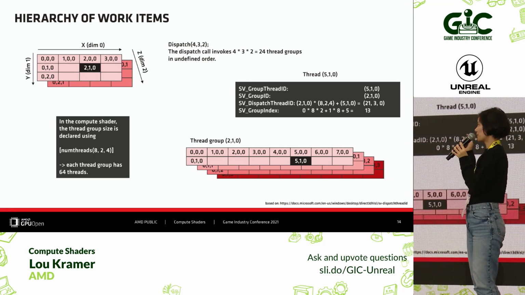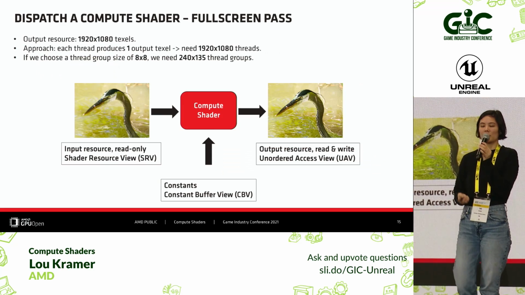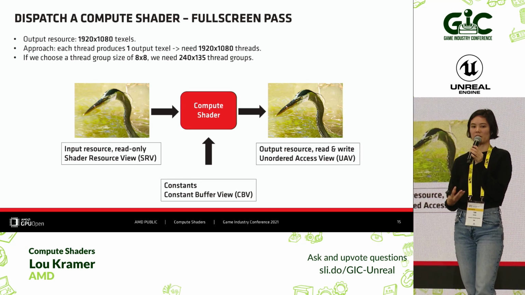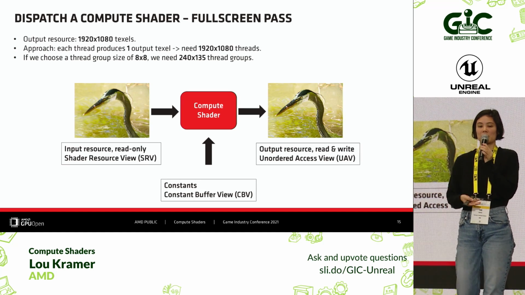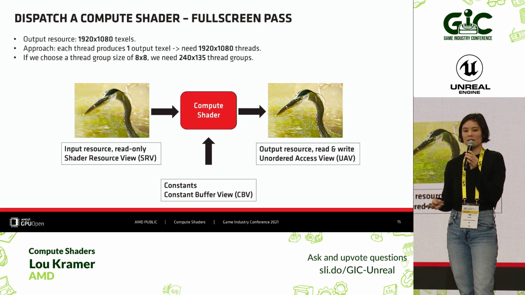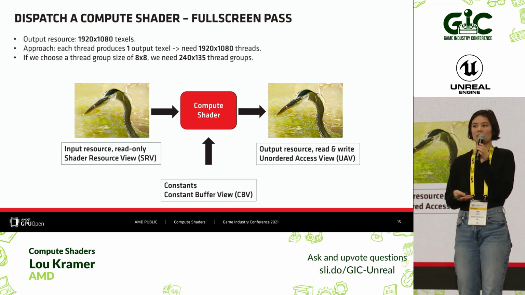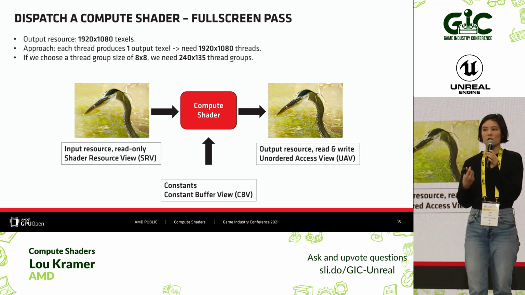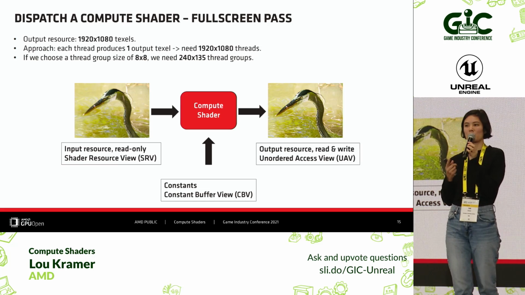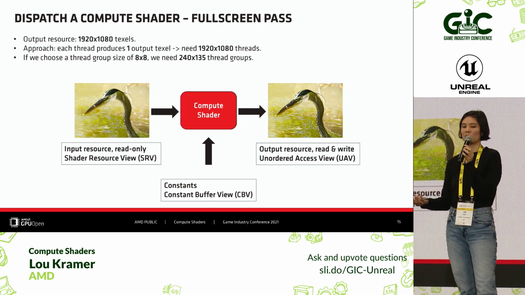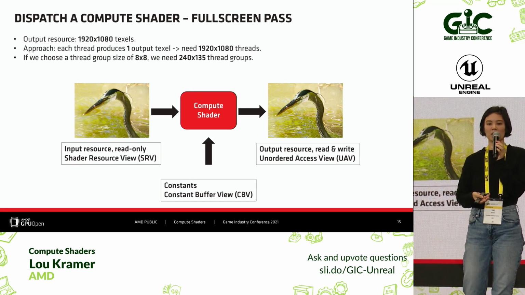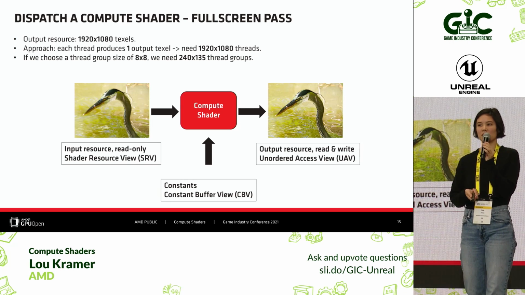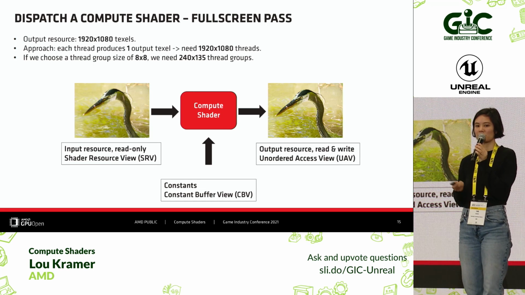So now if you have this in mind, then you can deploy different approaches for how you call your dispatch. So back again, the same example. We have a full screen pass, the sharpener. We want 1080p output texels. So now we can write our compute shader in a way that each thread produces 1 output texel. That means we need in total 1080p threads, right? Now we can choose a thread group size of 8 by 8. So in total, we need 240 times 135 thread groups.